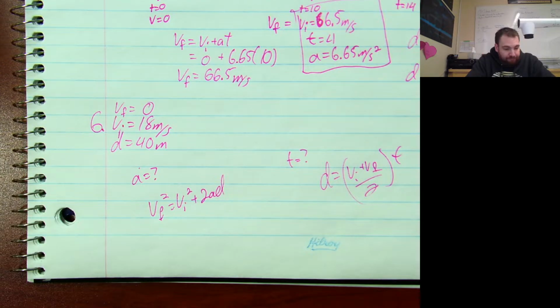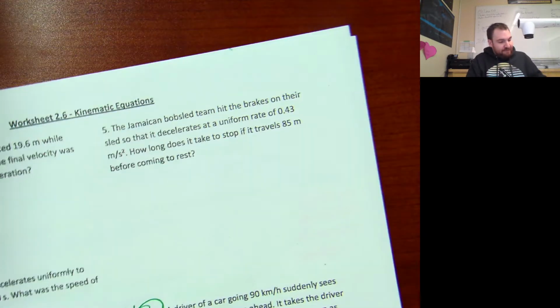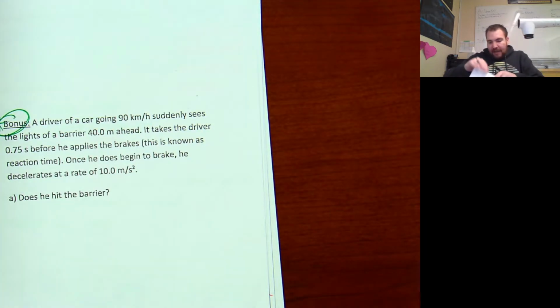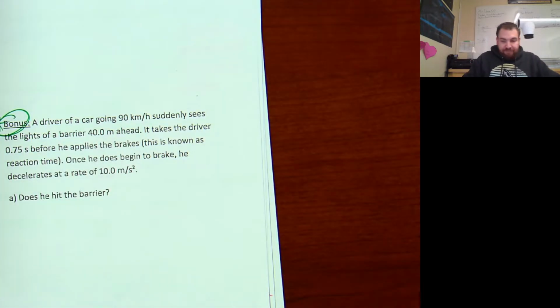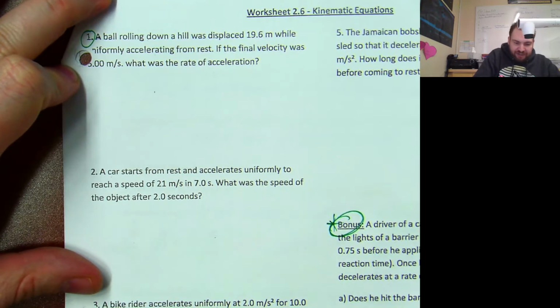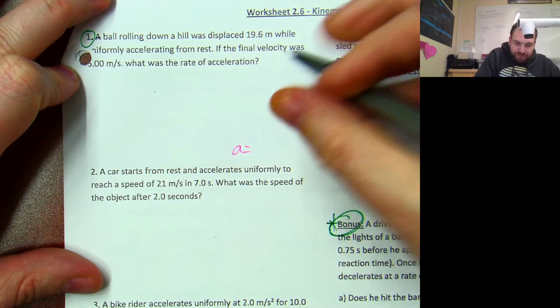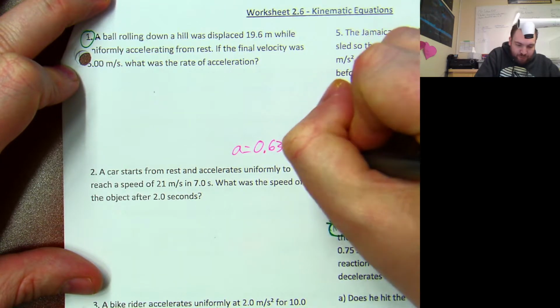Okay. That's it. Okay, flip the page. There are more interesting ones on the backside. I wanted you guys to do one for the bonus and the super bonus. I'm going to give you the answers to those because those ones I weren't there for you. The answer to number 1, you should have found the acceleration to be equal to something in the neighborhood of 0.638 meters per second squared.